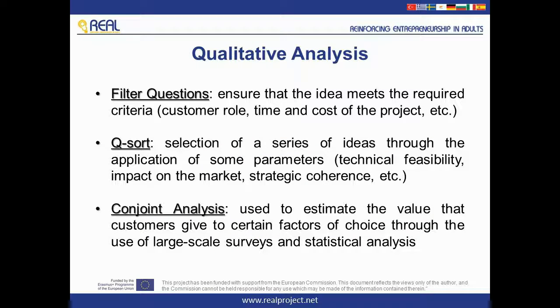Investors also use qualitative analysis, such as filter questions in order to ensure that the idea meets the required criteria, like customer role, time, and cost of the project. Another tool is the Q-sort, which is a selection of a series of ideas through the application of some parameters like technical feasibility, impact on the market, or strategic coherence. There is also another tool called conjoint analysis that is used to estimate the value that customers give to certain factors of choice through the use of large-scale surveys and statistical analysis.